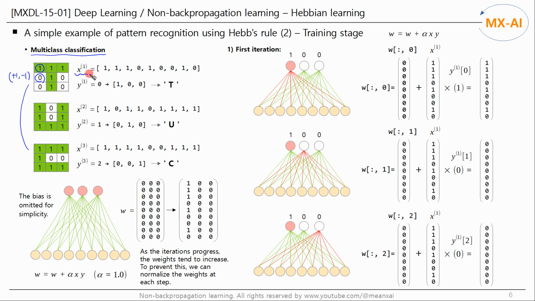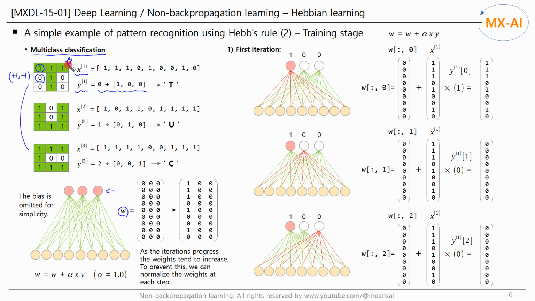The input vector x for each pattern is as follows. The output vector y is 1-hot encoded as follows. The output layer has 3 neurons. The bias is omitted for simplicity. The weights are a matrix with 9 rows and 3 columns. The initial value of each element is 0.